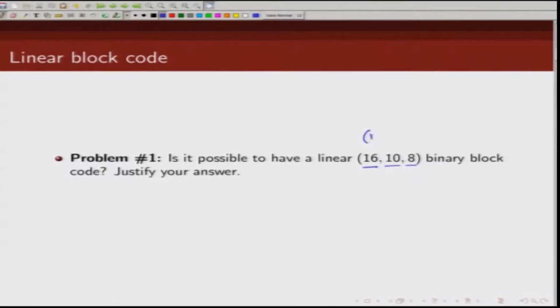When I write this like this, this stands for n, then this is k and this is the minimum distance. So, is it possible to have a code which has length 16, information sequence length 10 and minimum distance of 8? Now, how do we solve it? We have talked about various bounds on minimum distance. So, let us see whether this satisfies the bounds on minimum distance.